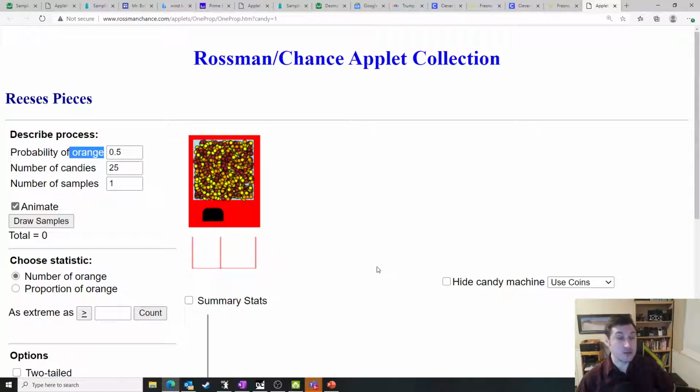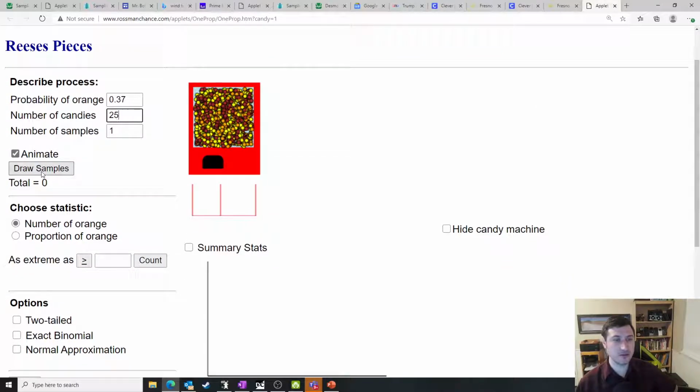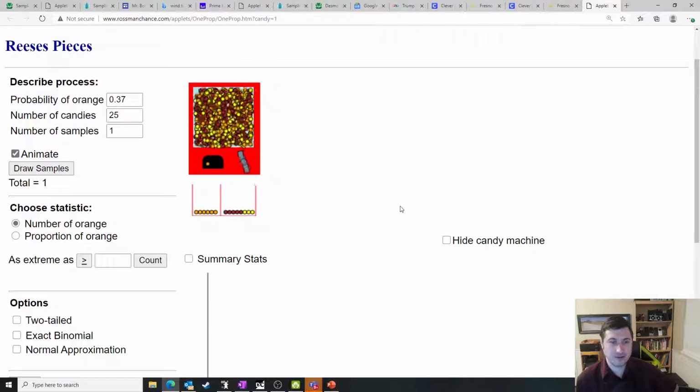Okay? So let's say Reese's Pieces says that the true proportion of orange is 37%. Let's say 37% are orange, according to the company. I'm going to sample 25 of them. It's probably about one serving size, don't you think? So I'm going to draw those samples. There are my 25 candies. They pop out of the machine so nicely. And there were 13 orange ones.